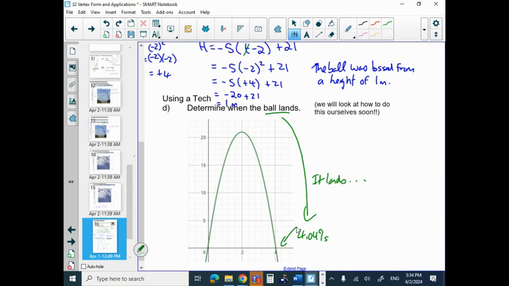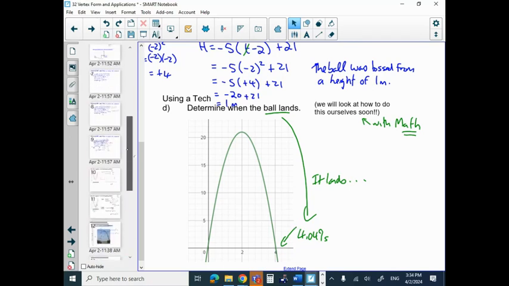We're going to see how to do this ourselves with math, with math processes and skills, rather than relying on a computer to do it for us and have it be something we don't know how to do ourselves as human beings. Okay, so that is that.